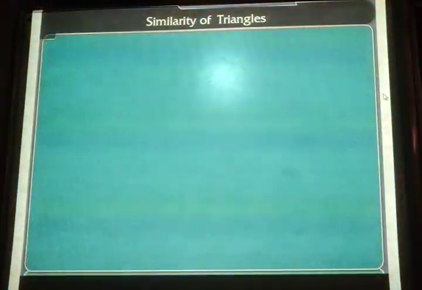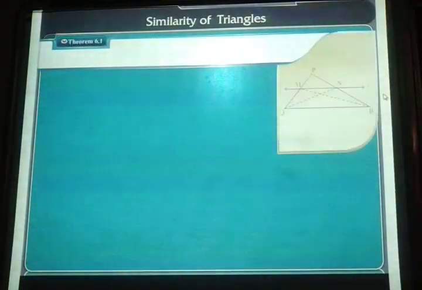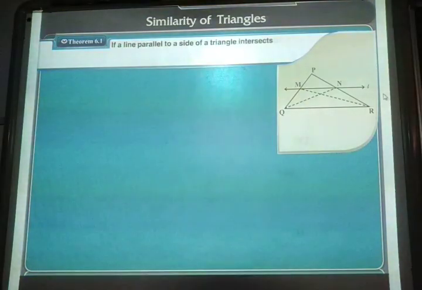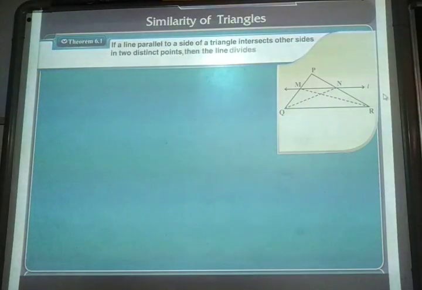We will read the statement of the basic proportionality theorem. The theorem states, if a line parallel to a side of a triangle intersects the other sides in two distinct points, then the line divides those sides in proportion.